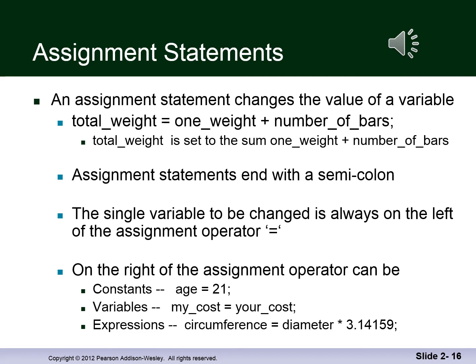Assignment statements end with a semicolon, and the single variable to be changed is always on the left of the assignment operator. The equal sign is the assignment operator. On the right of the assignment operator, you could have constants such as age equals 21, variables, or expressions. We saw an expression at the beginning of this slide. Here's another expression. Circumference, the variable circumference, is being assigned diameter times, that's an approximation of pi, 3.14159.